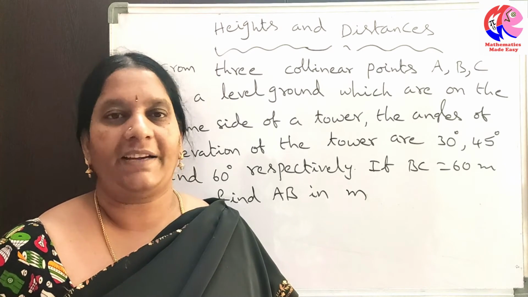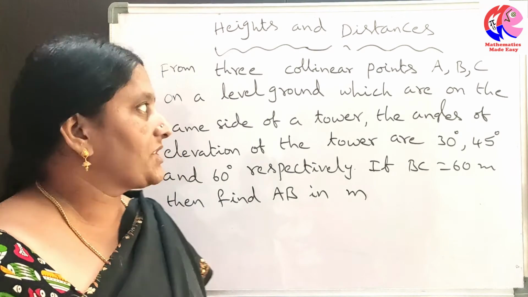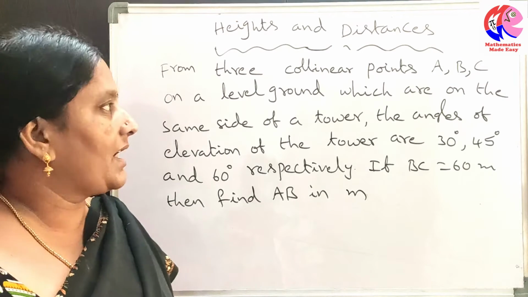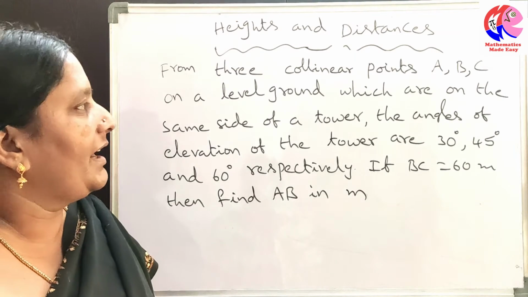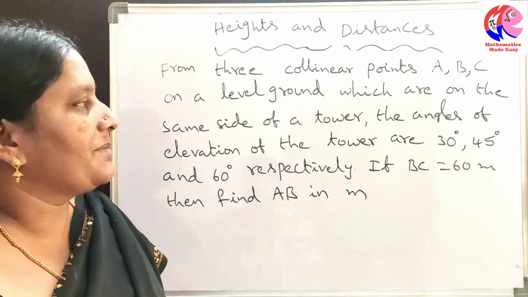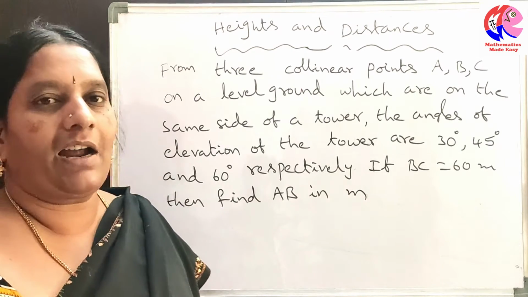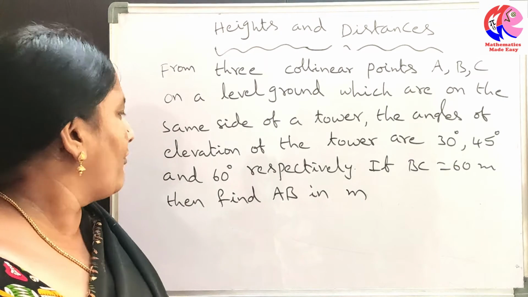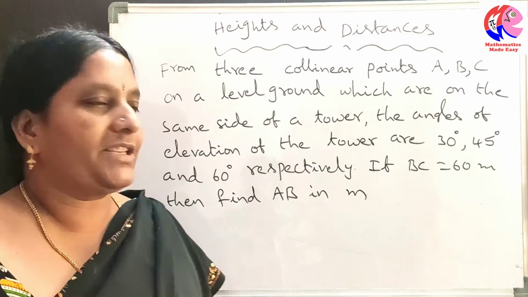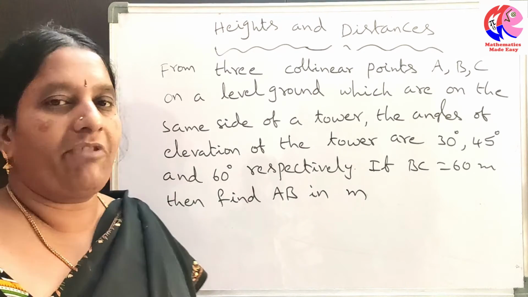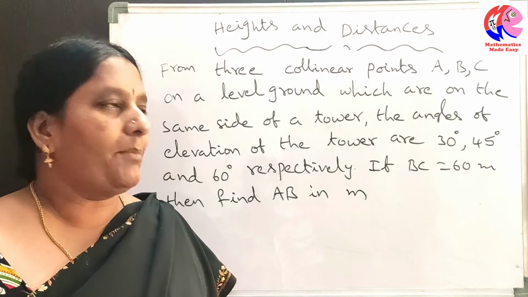Now our topic is heights and distances. The question is, from three collinear points A, B and C on a level ground which are on the same side of a tower, the angles of elevation of the tower are 30 degrees, 45 degrees and 60 degrees respectively. If BC equal to 60 meter, then find AB in meters.